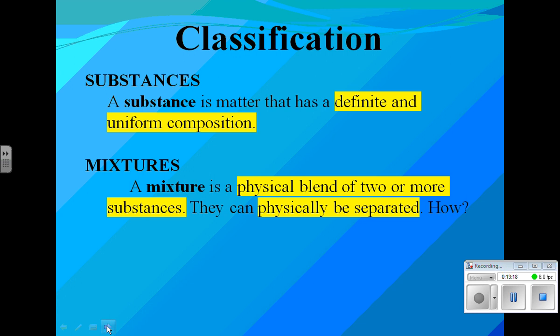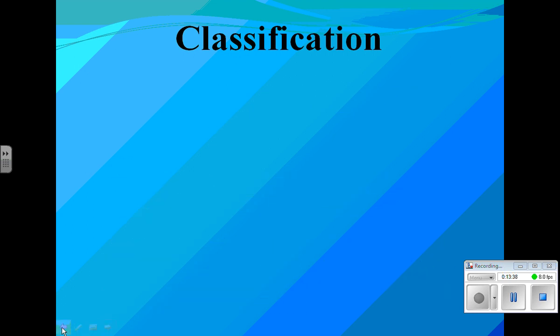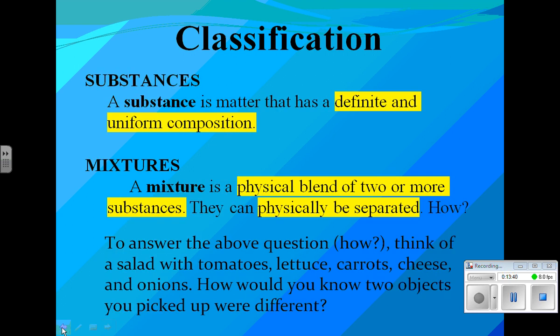How can things be physically separated? You can think about that: we can literally pull things apart by using a magnet. We could use a filter. There's lots of different ways that we can just take things apart. So to answer the question about how, think of salad with tomatoes, lettuce, carrots, cheese, and onions. How would you know two objects you picked up were different? That's a way to think about how you can separate a mixture physically.